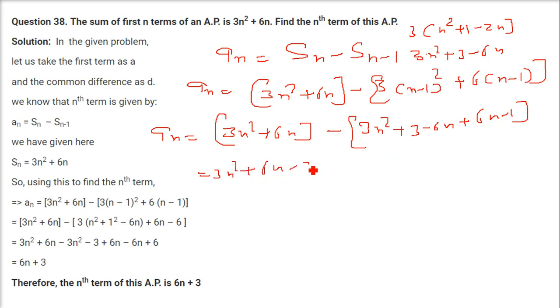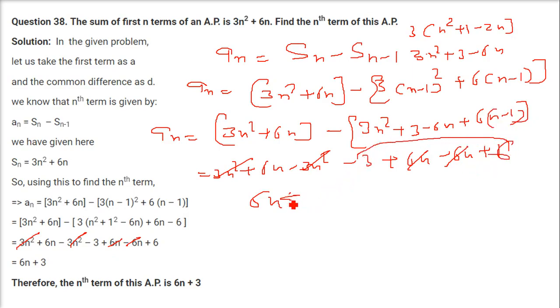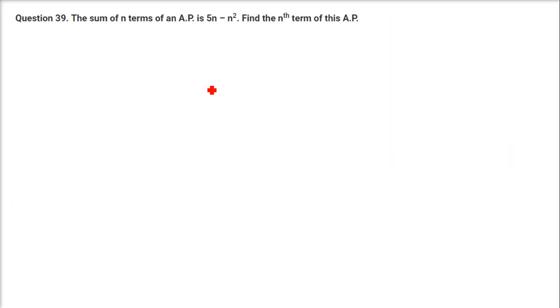3n square plus 6n minus 3n square minus 3 plus 6n minus 6n plus 1. So 3n square gets cancelled, you have 6n, and then you have the constants, this is 3 and this is 1. See, this gets cancelled, and 6n minus 6n gets cancelled, 6n is remaining. So 6 minus 3 is what? 3. So 6n plus 3 is the nth term of this AP.